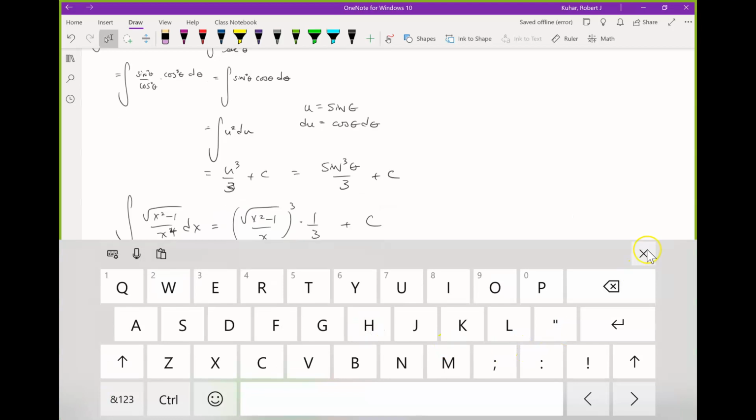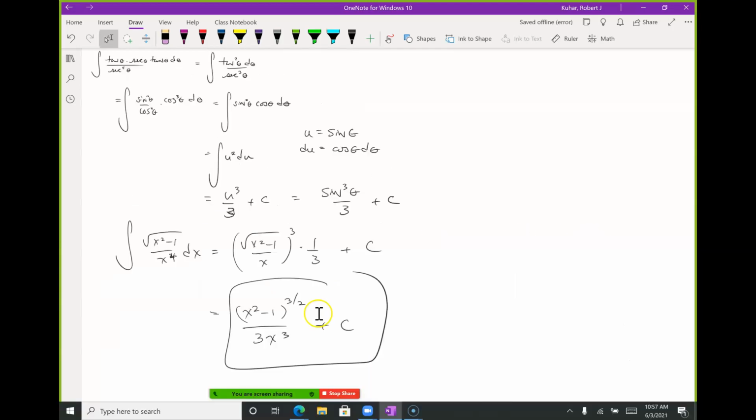Now, of course I could do more examples, right? I could do more examples.